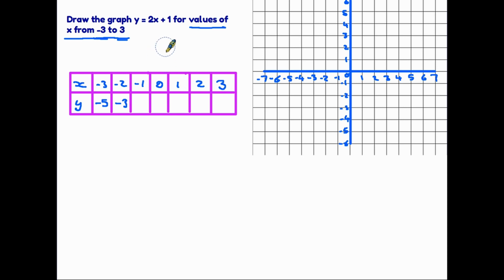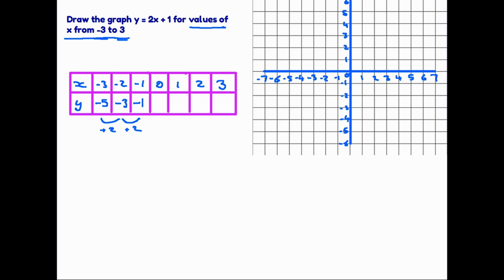Now, the good thing is that with a straight line graph, you will soon see a pattern forming here. Let me do the next value. X is -1, so put -1 in here. We have 2 times -1, that's -2, plus 1 is -1. Now, if we take a look at these numbers in y, they are actually forming a sequence. -5, -3, -1. They are increasing by 2 each time.